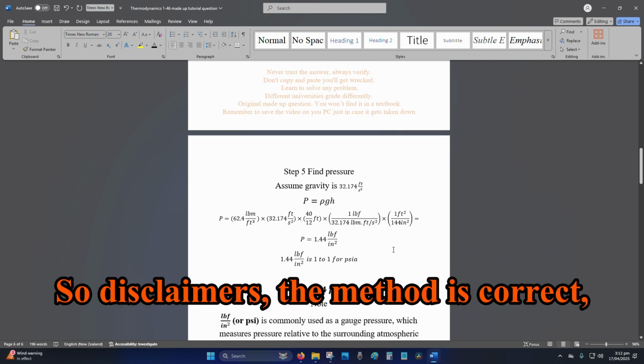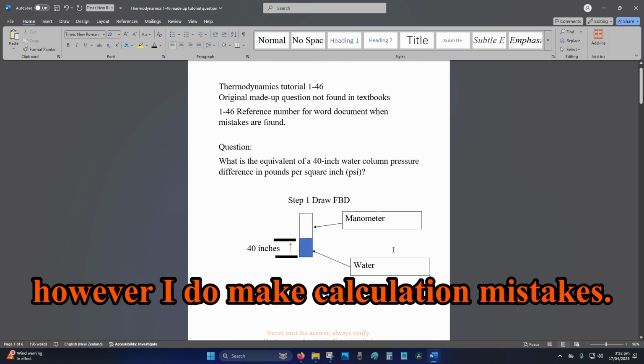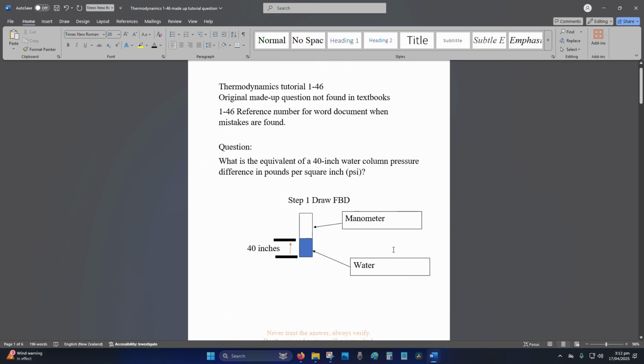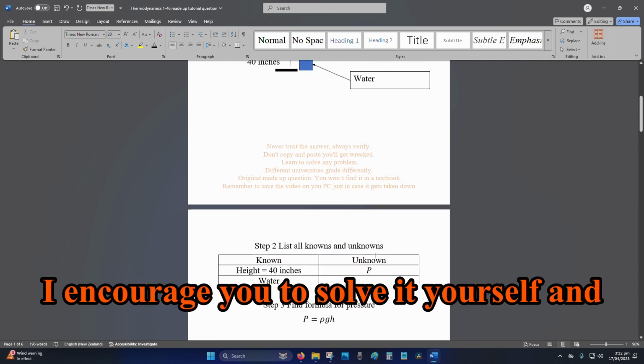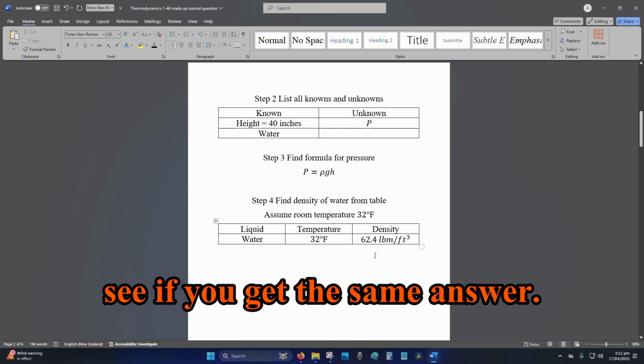So disclaimers, the method is correct. However, I do make calculation mistakes. I encourage you to solve it yourself and see if you get the same answer.